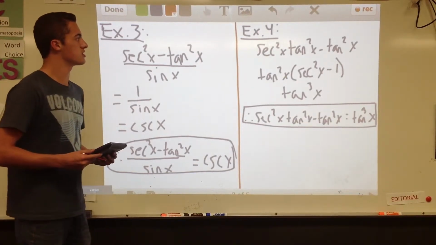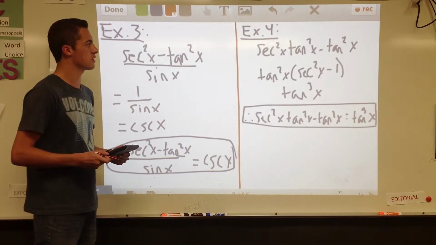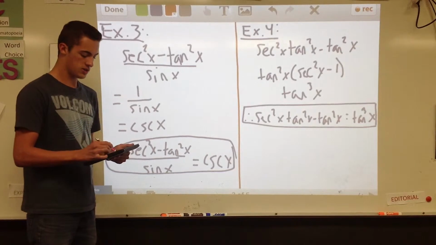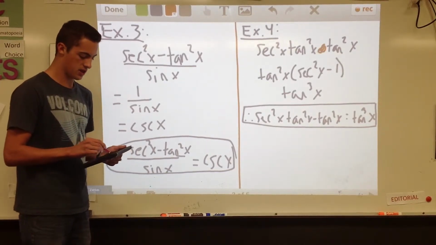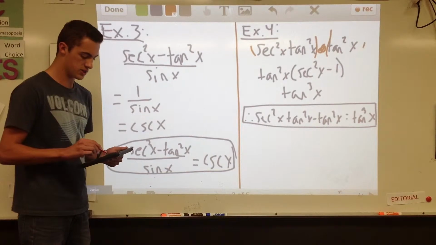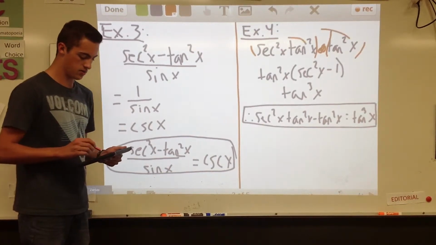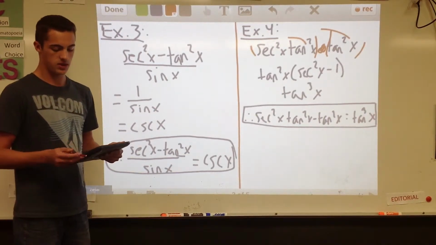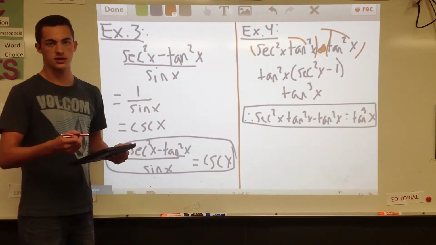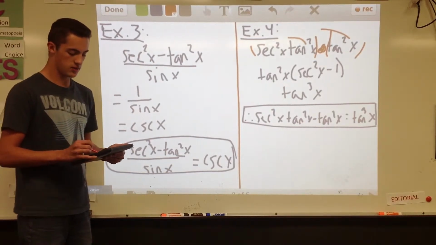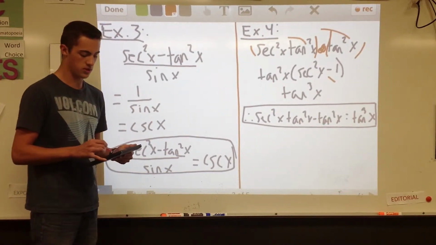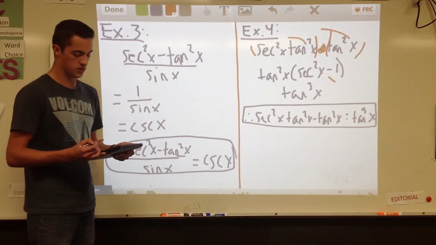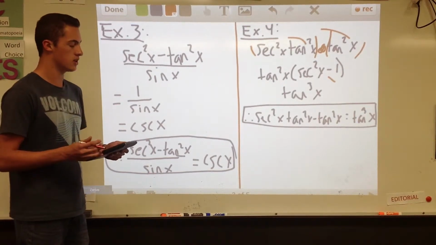And the next example, secant squared x times tangent squared x minus tangent squared x. You can take out a tangent squared x from both terms, and then you're left with secant squared x minus 1, which is tangent squared x. So that being said, you can just multiply the tangent squared x back in. Therefore secant squared x tangent squared x minus tangent squared x equals tangent to the fourth x.